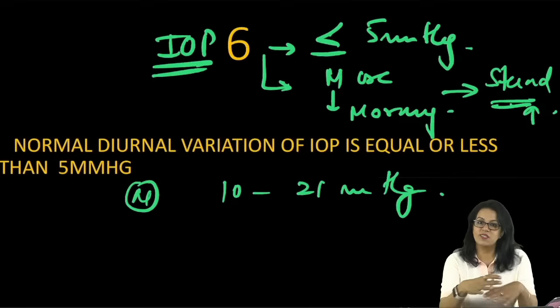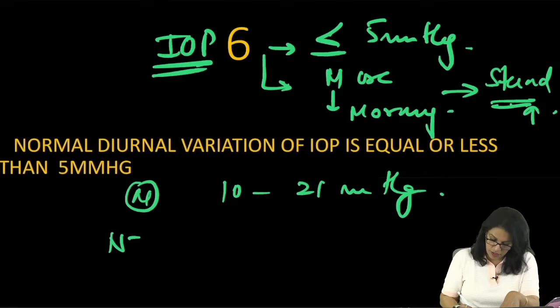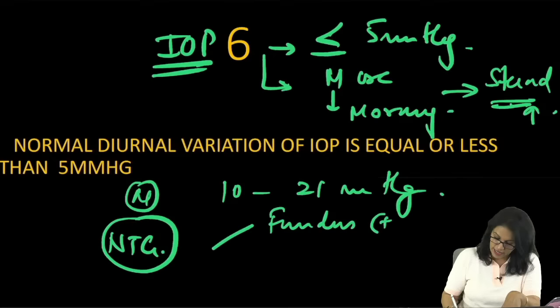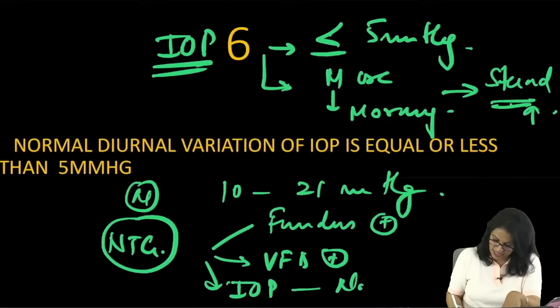Okay? And you should also know what is NTG. It is normal tension glaucoma where the intraocular pressure is normal, but there are fundus changes also. So there is damage. Therefore, you are getting the cupping also. There are field defects also. But yes, intraocular pressure is normal. Okay? This is what is normal tension glaucoma.